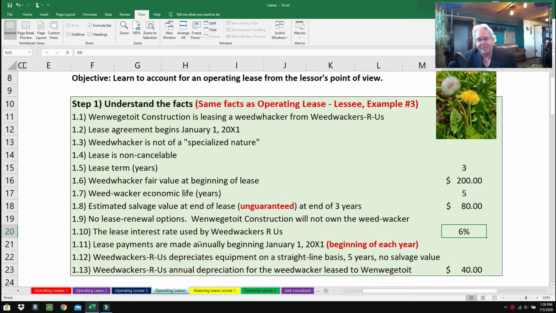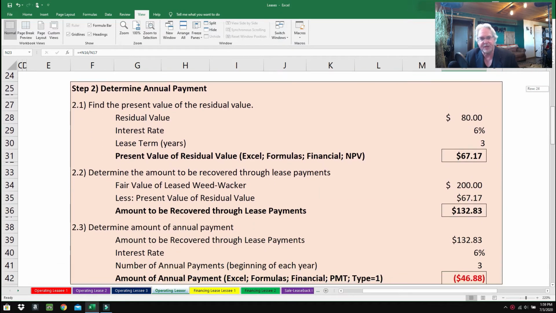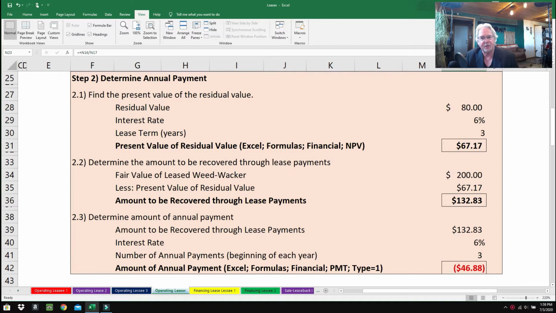Fortunately, in this example, it's still quite easy. 1.12, Weed Whackers Are Us depreciates equipment on a straight-line basis, 5 years, no salvage value. And finally, 1.13, Weed Whackers Are Us's annual depreciation for the weed whacker lease to When We Get to It is $40 per year. So, coming down to the calculations. A lot of times in these problems out of your textbook, they'll tell you what the payment is going to be, but we're going to figure it out because it's good practice.